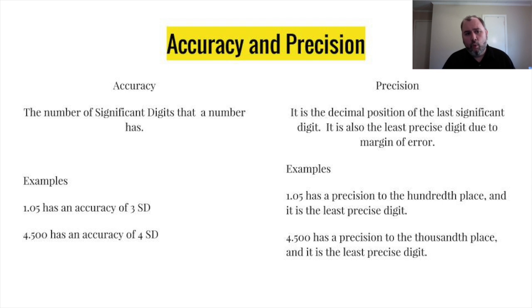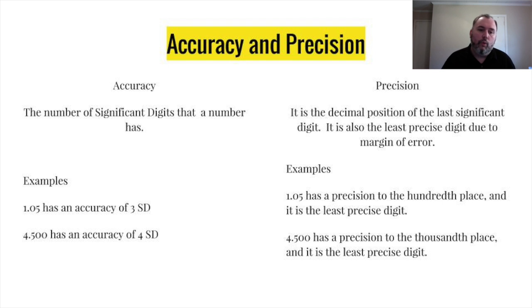So we're going to define accuracy as the number of significant digits that a number has. All right, so 1.05, based upon the rules that we just covered, we know that the 1 and the 5 are significant digits. Therefore, the 0 is also one. So altogether, there are 3 significant digits. So 1.05 has an accuracy of 3 significant digits.